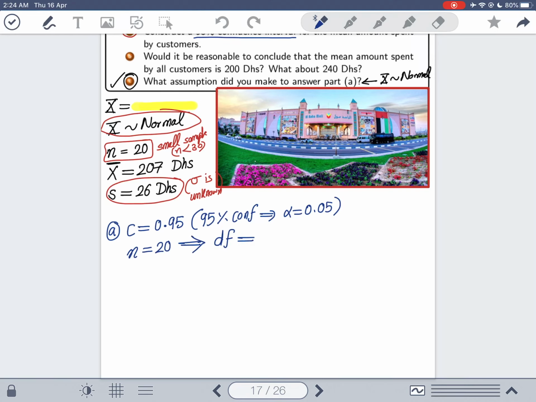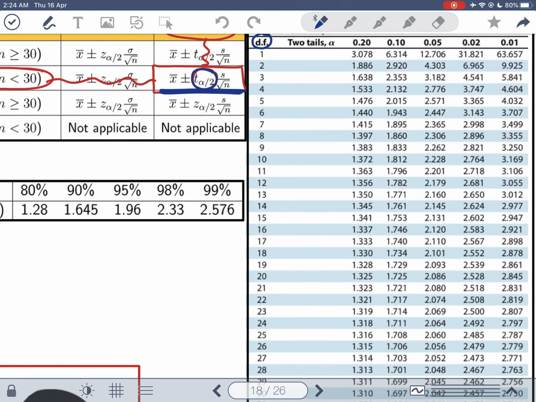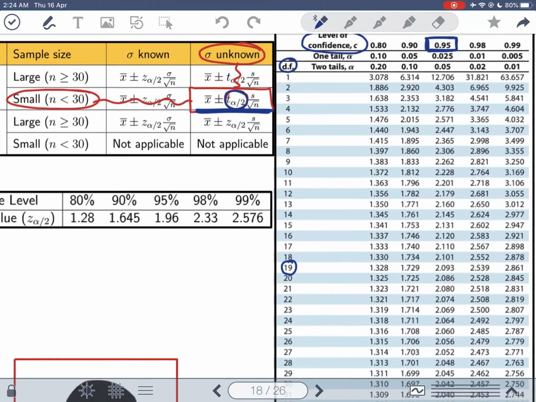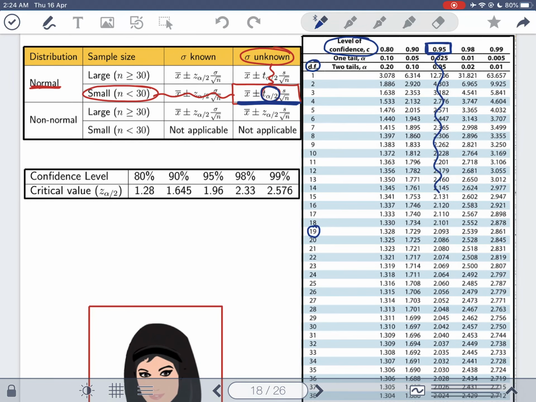Yes, you guessed it right. 19, which is N minus 1. This formula is always N minus 1, okay? So it's 20 minus 1, which is 19. So I have 19 degrees of freedom. So I will go here and find 19. 19 is there, and so I am almost done.